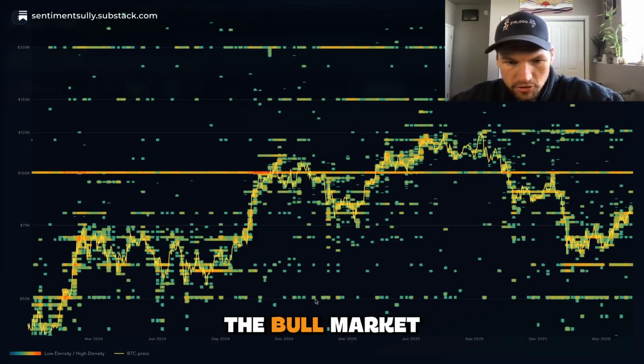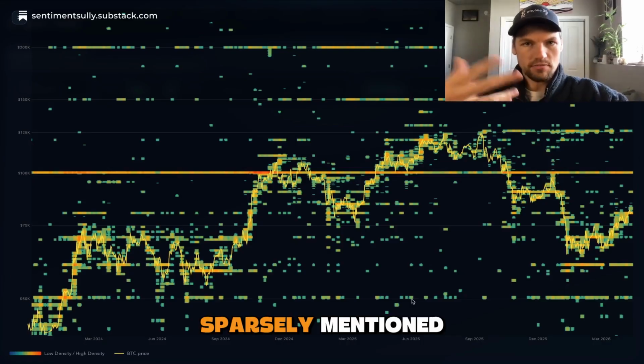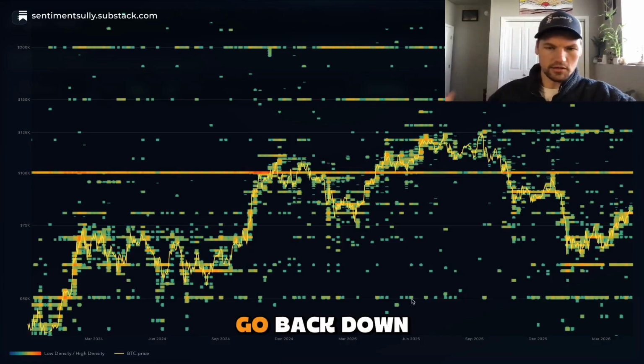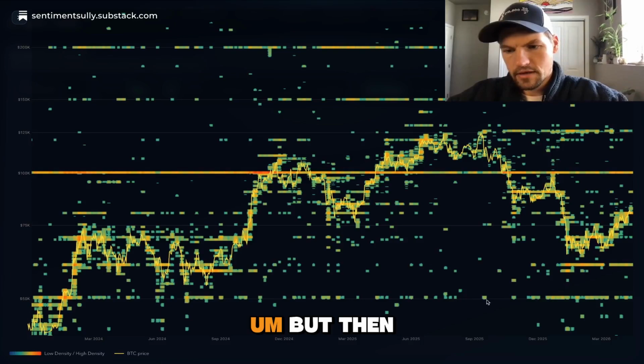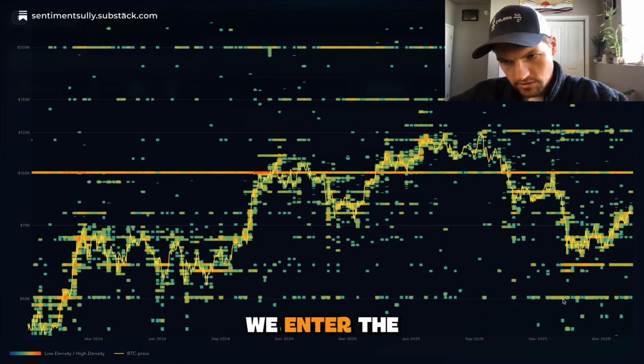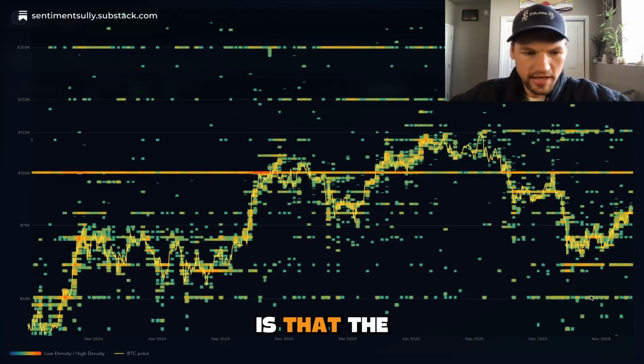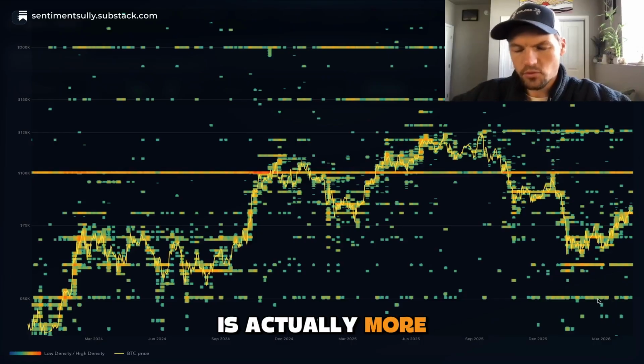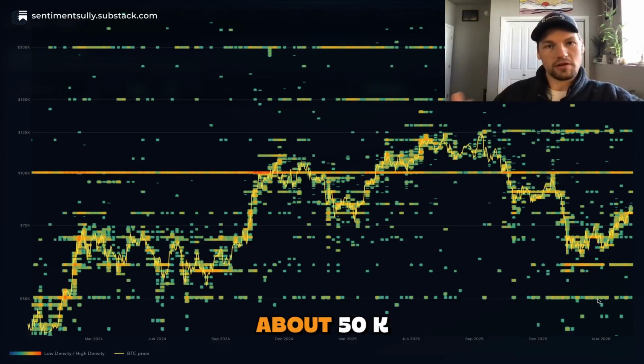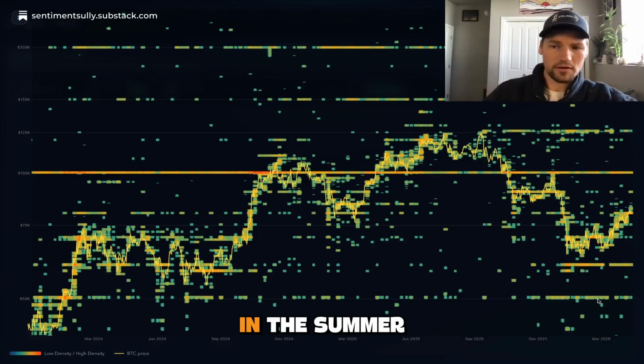Over here, when we get to the bull market, you see it is much more sparsely mentioned. A lot of people are convinced it's not going to go back down there anymore. But then again, we enter the same range that we saw in summer of 2024, that chop consolidation range. But what you'll note here is that the rate of mention is actually more frequent. People are talking about 50K more than they even were back in the summer chop.